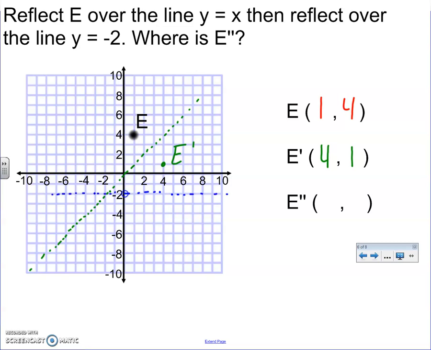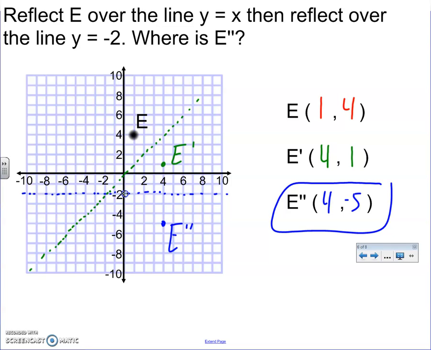Can you draw the whole thing, or just the part where you can count to and away from the line? So E has to go down. E prime has to go down 2. So down 1, 2, down 3. Then down 3 more. 1, 2, 3. Here's E double prime. That coordinate is 4, -5. That is our answer.